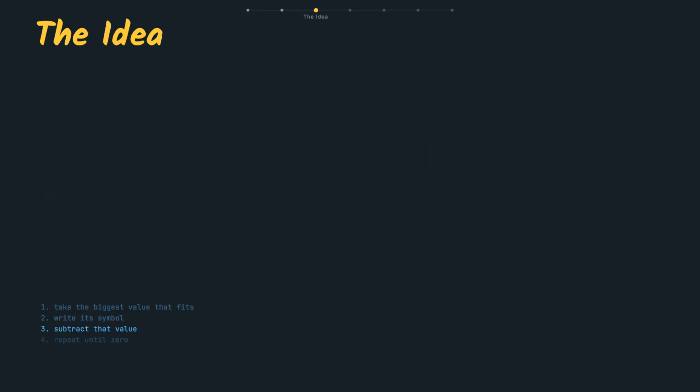Now put those 4 routines side by side. They all do the very same thing. Take the biggest piece you can, write it, repeat. So why keep them apart? What if 4 and 9 weren't special at all, just more entries in one single list?